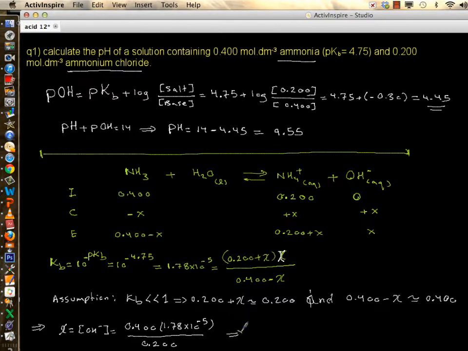And if you want pOH, you just take the negative log of this number. Negative log of this whole ratio. Since I wrote it, I'm going to continue writing it: 1.78 times 10 to the minus 5 divided by 0.2. When you do, you also get 4.45, and then pH is nothing but 9.55. So ICE will work. Henderson-Hasselbalch is much easier. Whichever you prefer, just be able to solve the problem.